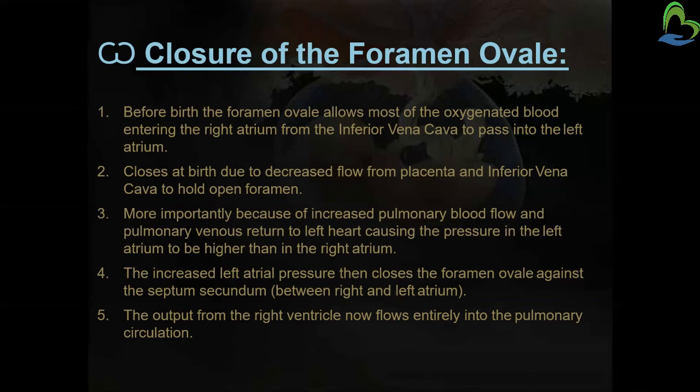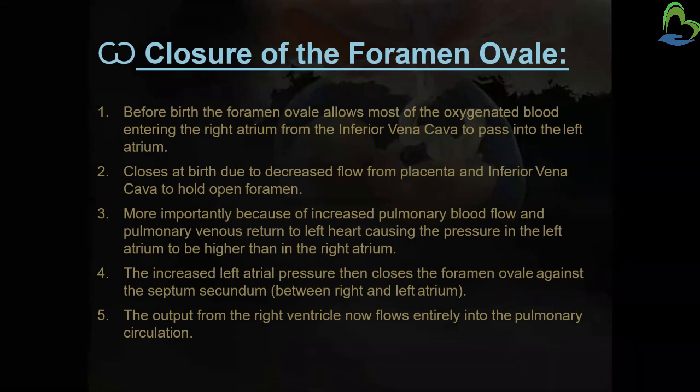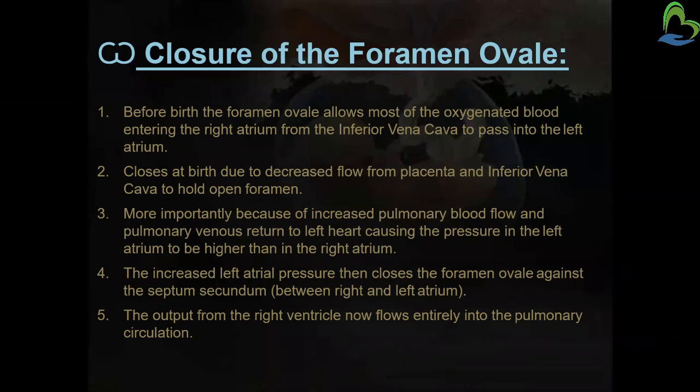So the output from the right ventricle now flows entirely into the pulmonary circulation. This will happen with the closure of the foramen ovale. So these are the three structures that close, and the names of their replacements.